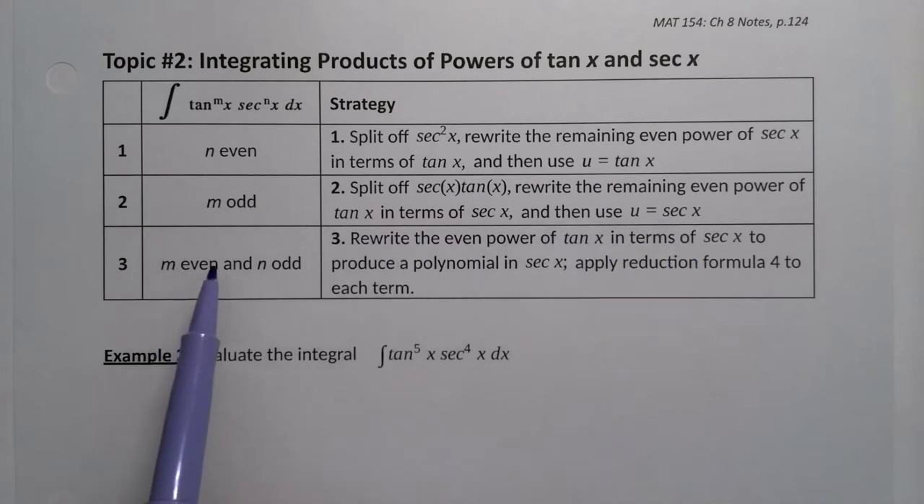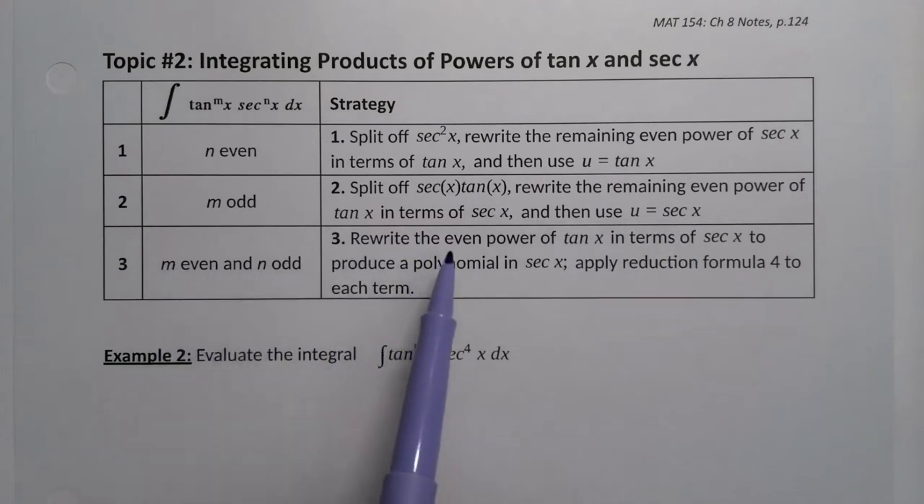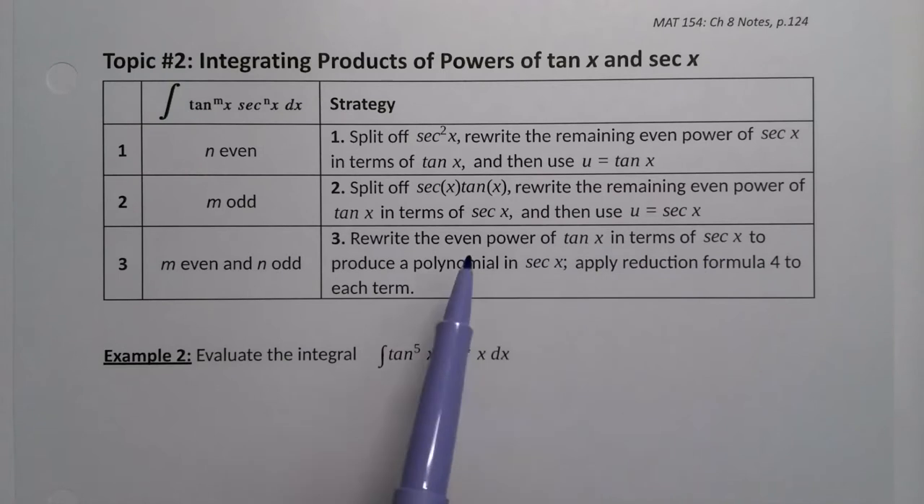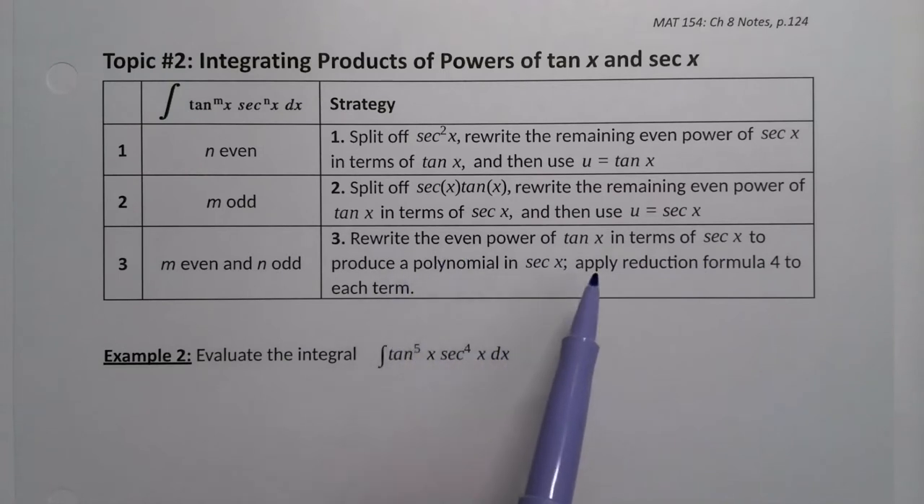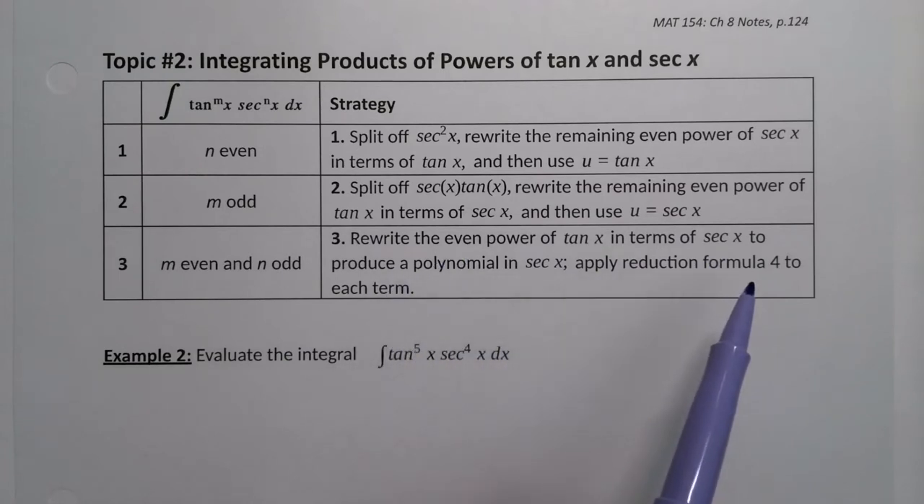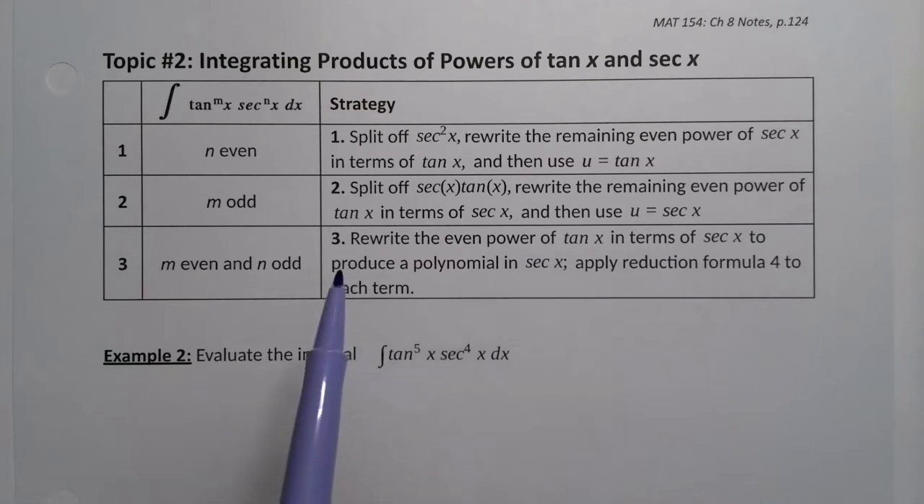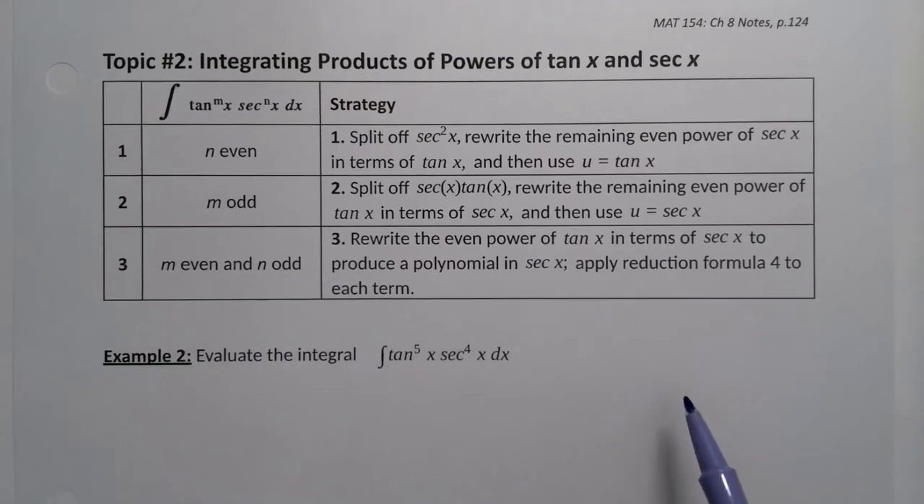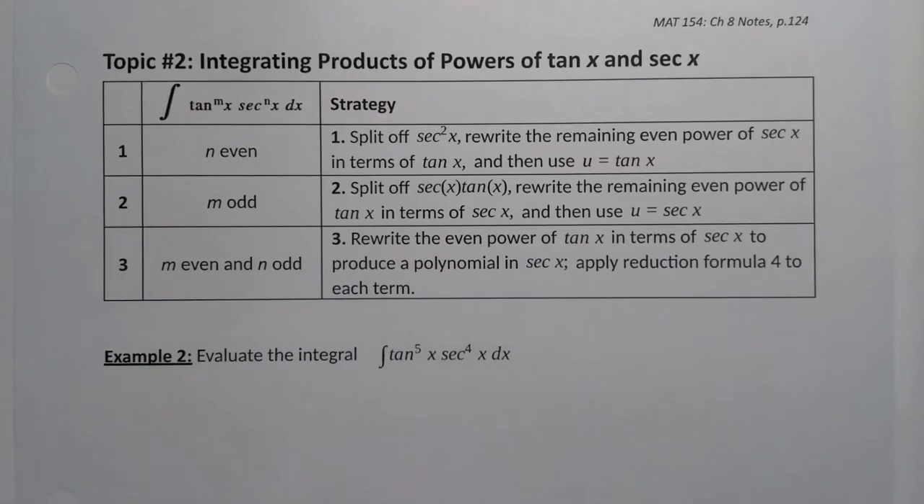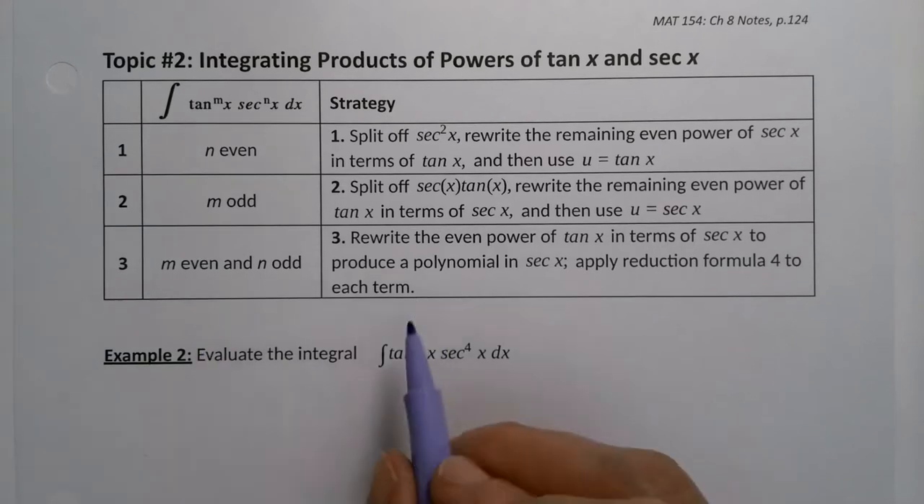And then if m is even and n is odd, then you rewrite the even power of tangent in terms of secant to produce a polynomial in secant, and then apply a reduction formula to each term. The reduction formulas will be actually in a couple pages, so you'll be able to see those when we get there. All right, so let's look at this particular problem.